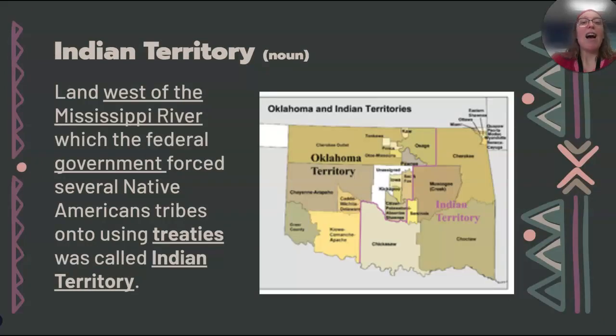Another word you're going to see frequently that I don't believe is in your notes is Indian Territory. The land west of the Mississippi River, which the federal government forced several Native American tribes onto using treaties, was called the Indian Territory. The land that was the Indian Territory longest was Oklahoma, but Kansas was also part of Indian Territory, as were several parts of other states. It was just the land west of the Mississippi at first, and as time went on, the Indian Territory shrank. The federal government made it smaller and smaller and forced these Native Americans to move many times, using more treaties.